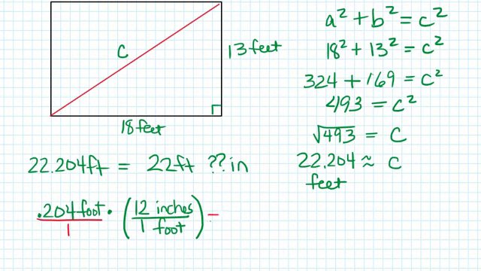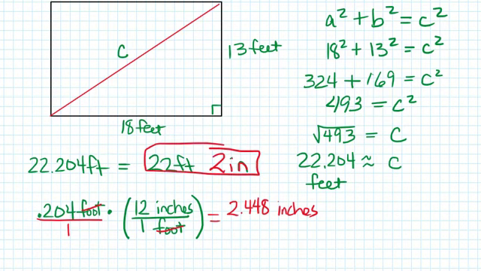So multiplying straight across, we're going to multiply 0.204 times 12. The feet units cancel out, and we're left with 2.448 inches approximately. Rounding off to the nearest whole inch, then, this is going to be about 2 inches. So we could say that the measurement of our diagonal of our room would be 22 feet and 2 inches. So that's how you work it out when you have a decimal portion of your foot that you need to convert to inches.